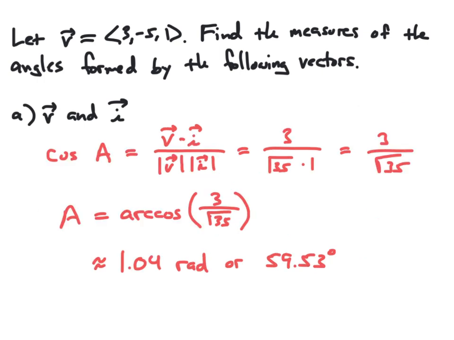If we let a be the angle between v and i, then the cosine of a will be the dot product of v and i over the product of the magnitudes of v and i. This would be 3 over the square root of 35. The angle a is then the arc cosine of 3 over square root 35, which will be either 1.04 radians or 59.53 degrees.